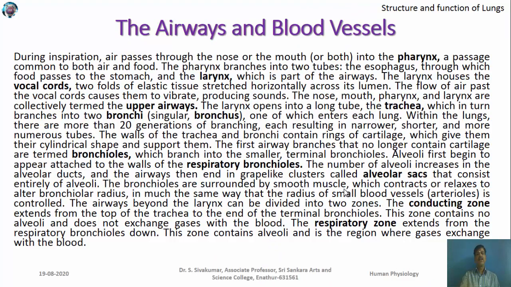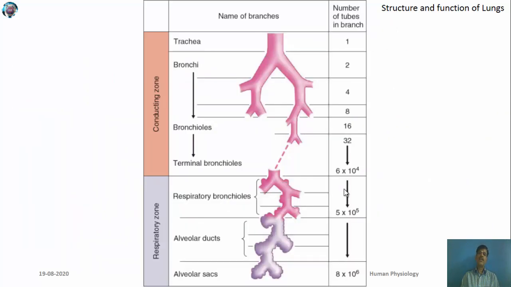The bronchus is divided into bronchioles. Then the bronchioles again divide into terminal bronchioles. The terminal bronchioles reach all the components of the lungs, that is, the lobes of the lungs. This region from the trachea to the terminal bronchioles is called the conducting zone. Then after reaching the lobes, the bronchiole is converted into respiratory bronchioles.